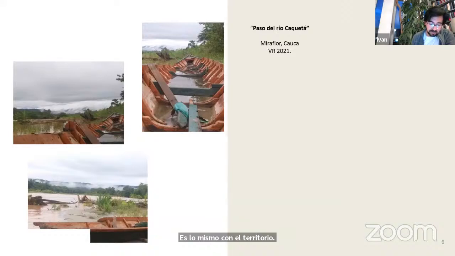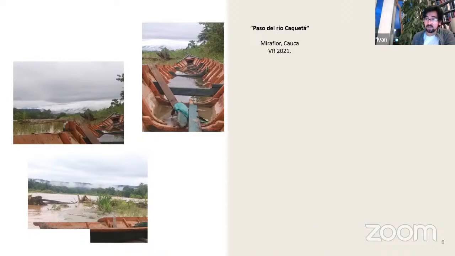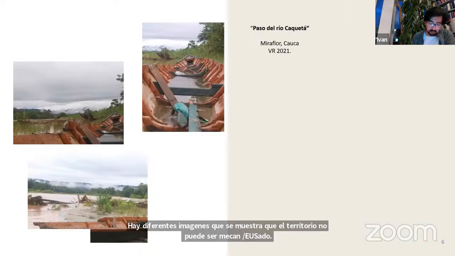Having discussed some images of Inga territory, I want to move on to analyze how a territory that cannot be mechanistically reduced to its physical parts is organized to live well together. I will try to focus our discussion on one of the multiple ontological dimensions of this issue, the relationship between territory and time.